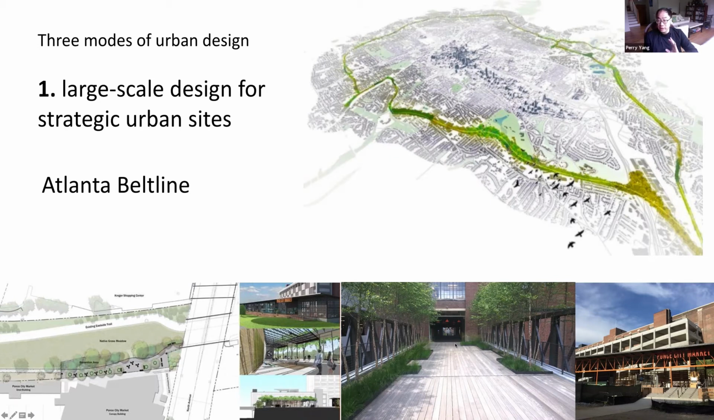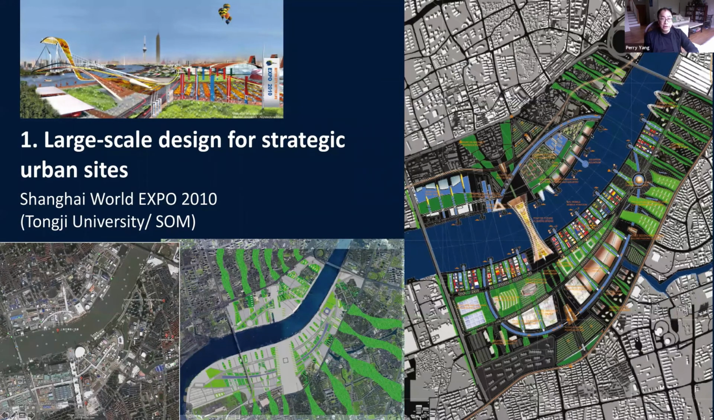And you can see the boardwalk, public spaces being proposed along the pretty wide, larger scale environment. So that's one example. And the other example is in Shanghai, where they have a lot of larger scale design. For example, in 2010, Shanghai organized the World Expo. Tongji University and SOM, the firm from the United States, proposed a master plan for organizing World Expo 2010. You can see different pavilions of different countries are accommodated by this framework.